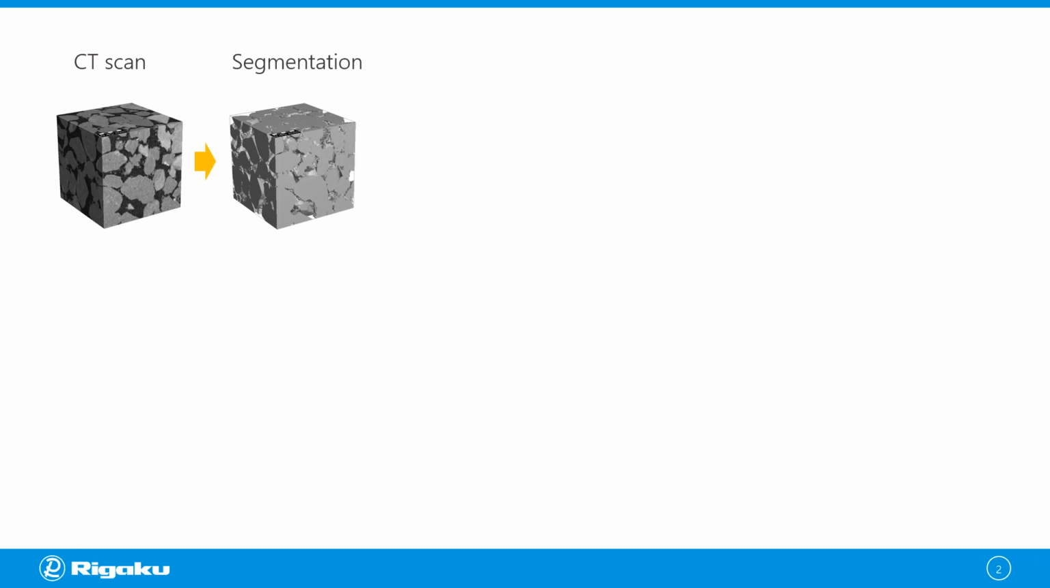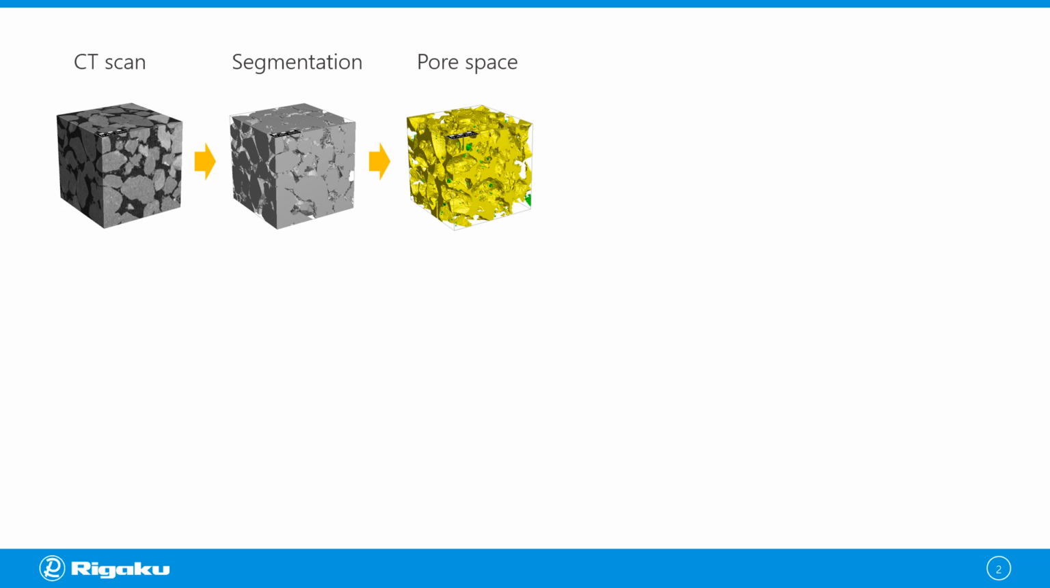So this is how the workflow looks. You run a CT scan on your rock sample and you have this gray level CT image. Then you can segment this image into the solid and the pore space. You can focus on the pore space and calculate things like porosity, for example, or you can focus on the solid part and calculate the grain size.